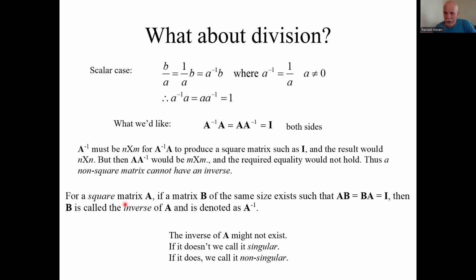So the way we define an inverse, it can only be for a square matrix, and we're going to define it this way. If a square matrix B of the same size exists such that this is true, then we'll say B is the inverse of A, and we'll denote it as A inverse. The inverse might not exist. If it does not exist, we call A singular. That's like dividing by 0. If the inverse of A does exist, you call it non-singular.